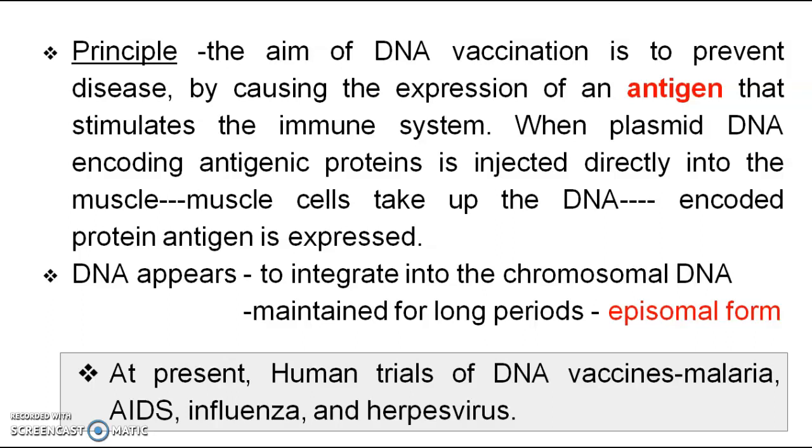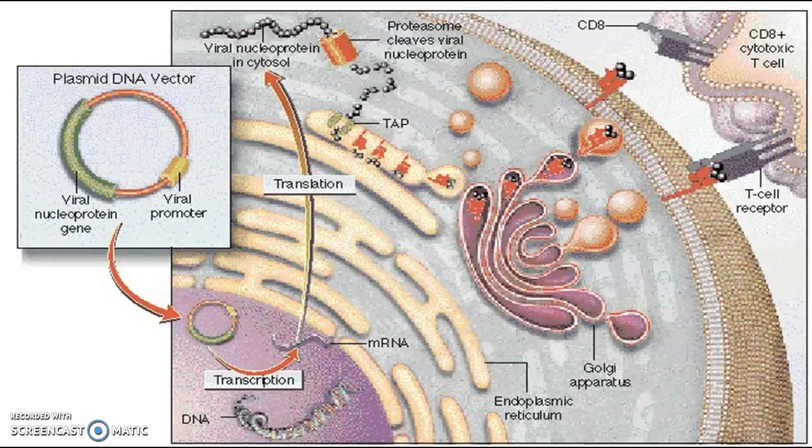That foreign, antigenic DNA introduced can have two futures. One, it can become a part of the host chromosomal DNA, or second, it may remain outside the chromosomal DNA of the host, within the nucleus, for a long time in episome form. We call it an episome. At present, DNA vaccination trials are going on, and it has been tried for AIDS, influenza, and herpes virus. So here we could see the pictorial representation.